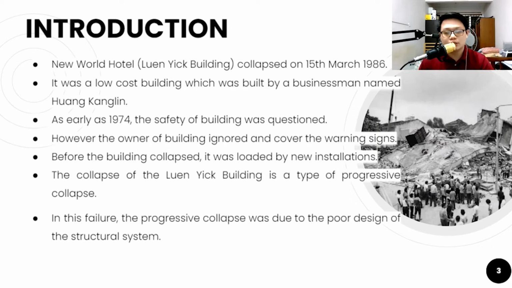So the collapse of the building is a type of progressive collapse. In this failure, the progressive collapse was due to the poor design of the structural system. All the columns were stressed to their limit and on the verge of failure. Okay, and then I will pass to the next presenter.